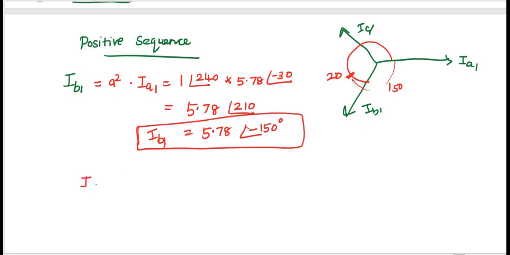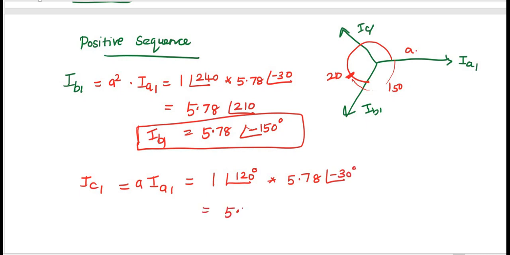And next find out IC1. What is IC1? IC1 is A into IA1. What is A? A is 1 angle 120 degree, into IA1, which is 5.78 angle minus 30 degree. So what about the angle? 5.78 angle 90 degree. So these are the positive sequence components.